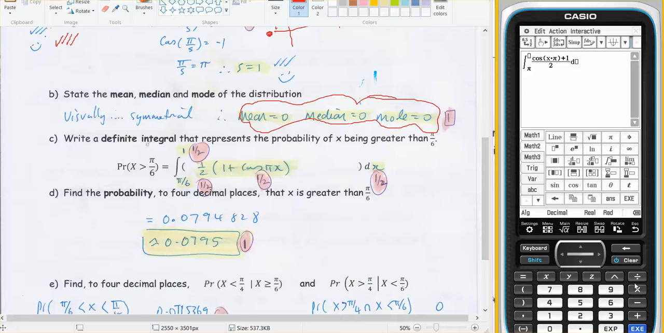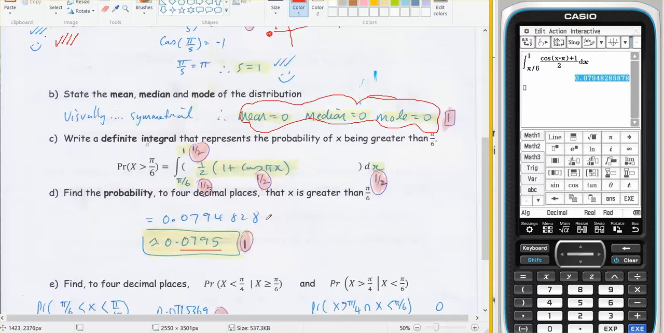And part D says find that probability, so I select it, Math, 2, integral from pi divided by 6 through to 1, because 1 is the restricted domain, dx, and there's my answer. And I needed to give that to 4 decimal places, so that's going to be my answer. Always write the answer out to much longer and then approximate to 4 decimal places.